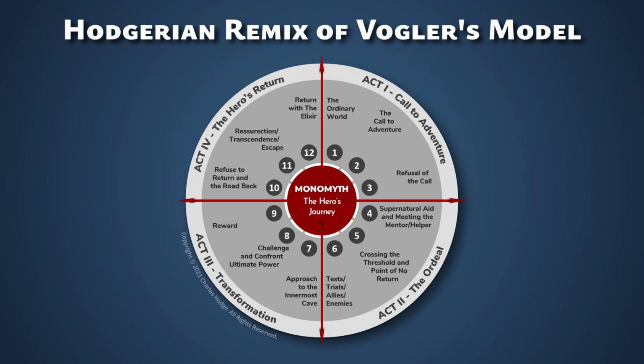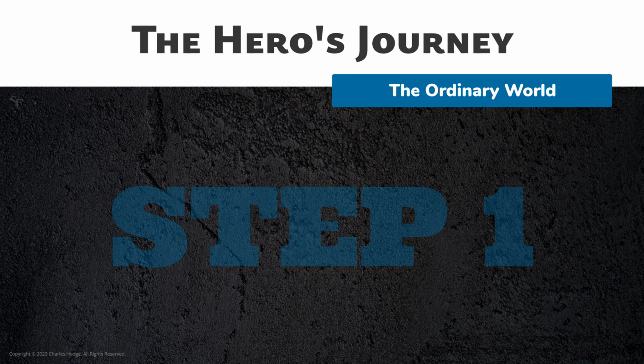Vogler's version. To describe the hero's journey, we'll use Vogler's 12-step version. It fits rather neatly between the two other popular models of the hero's journey, which are Campbell's 17-step version and Harmon's 8-step version.